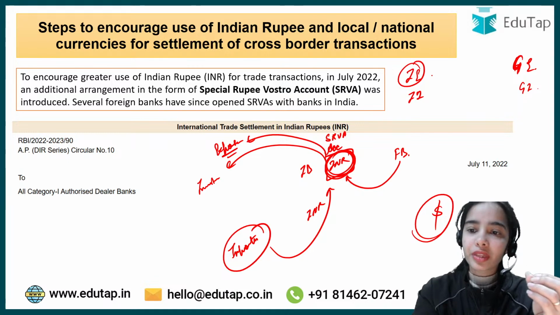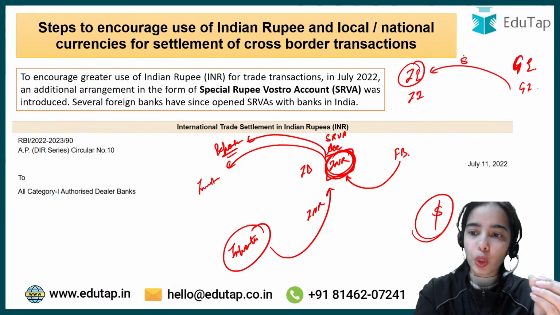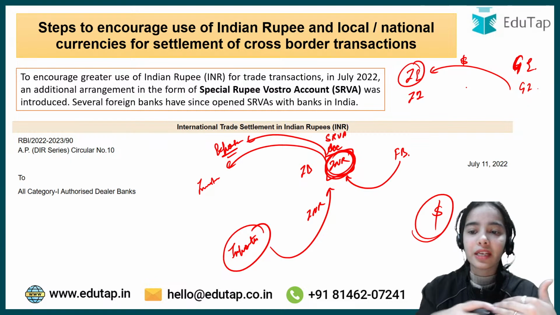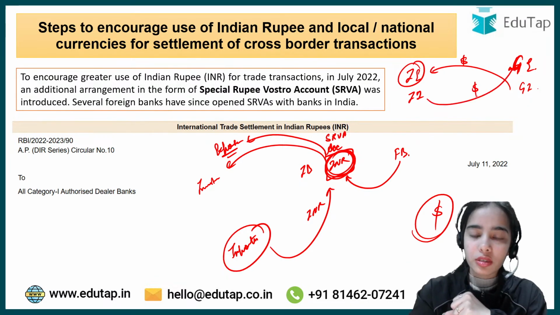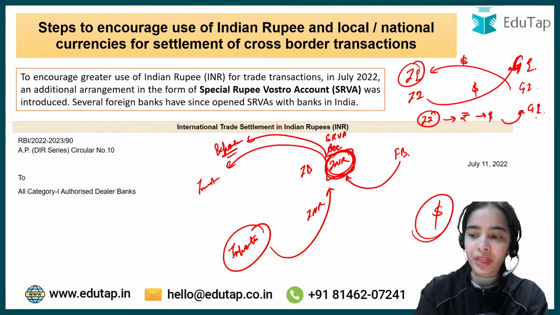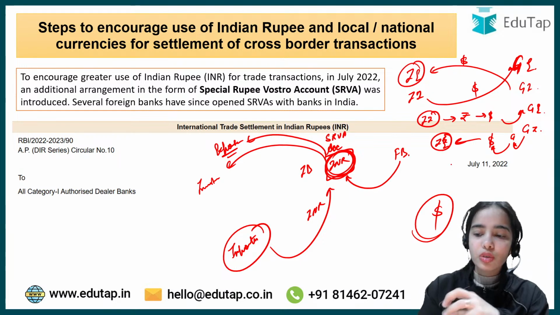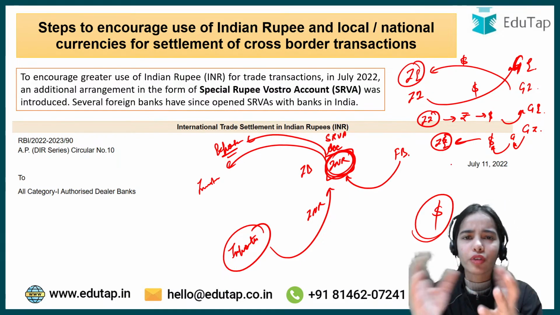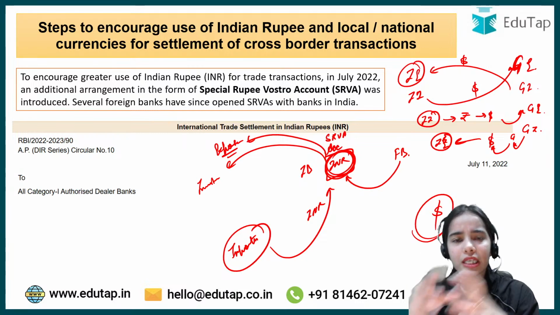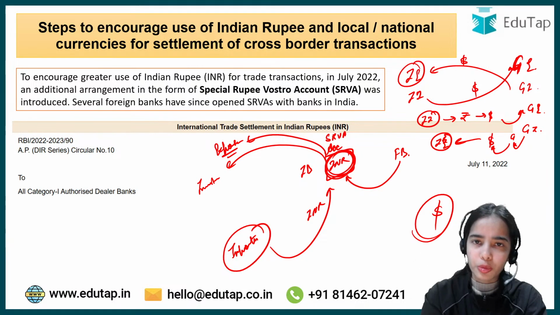Usually the Indian exporters get dollars for the sale that they are doing, or the Indian importers have to pay in dollars. So Indian importers have to convert their rupees into dollars and pay the German exporters. And the German importers have to convert their German currency into dollars and pay the Indian exporters. So there was a conversion required. A lot of conversion was happening from the domestic currency to the dollars and dollars to the domestic currency.